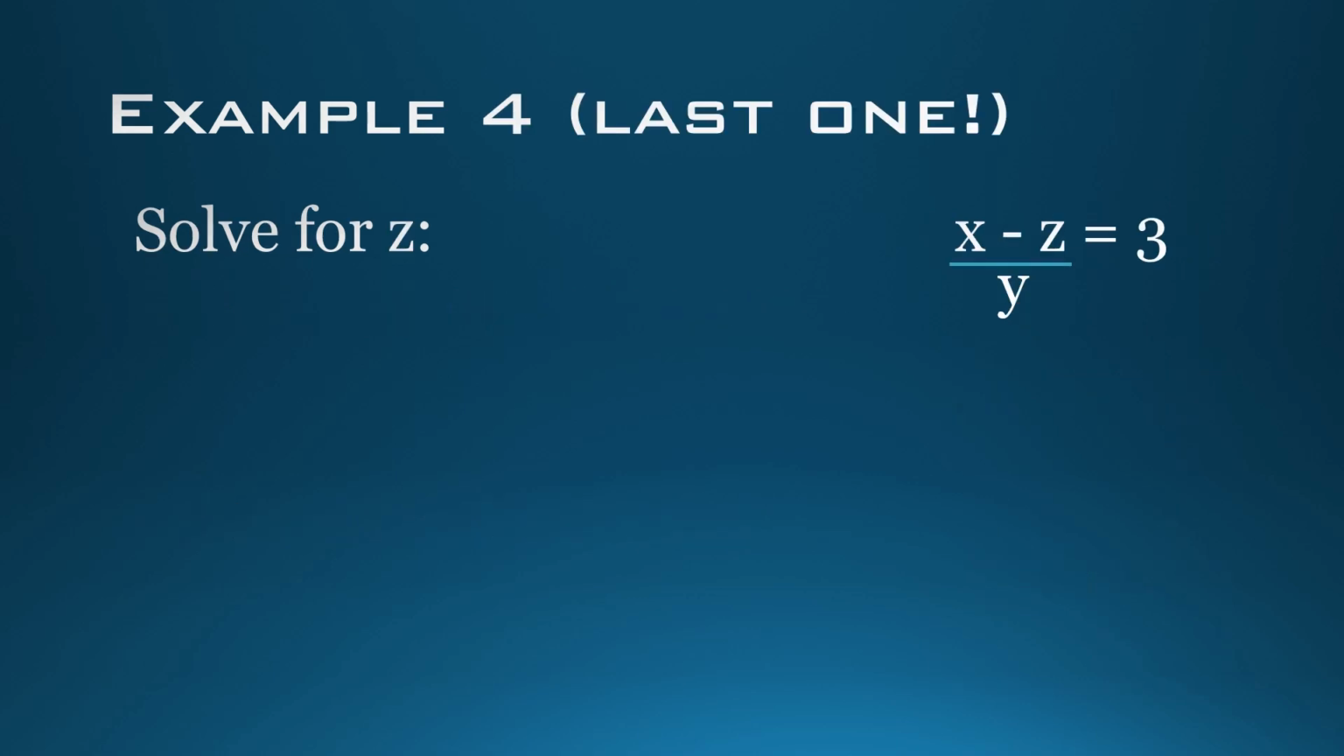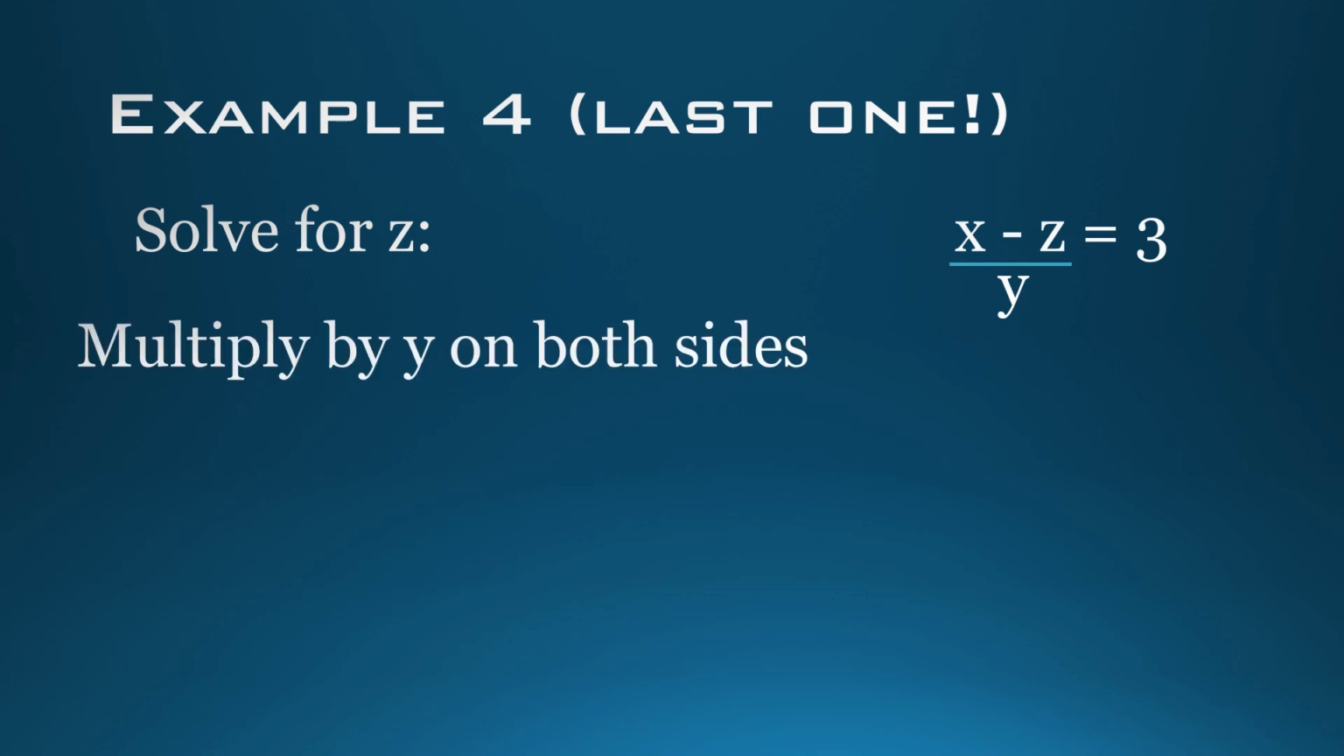Alright, so example 4, this is the last one. We're going to solve for z. Now it gave us this weird fraction, x minus z over y equals 3. We've got to get rid of that y because we can't do anything else until we get rid of it. Since it's being divided, we're going to do the opposite. We multiply by y on both sides. That gets rid of the y in the denominator, and we're left with x minus z equals 3y.